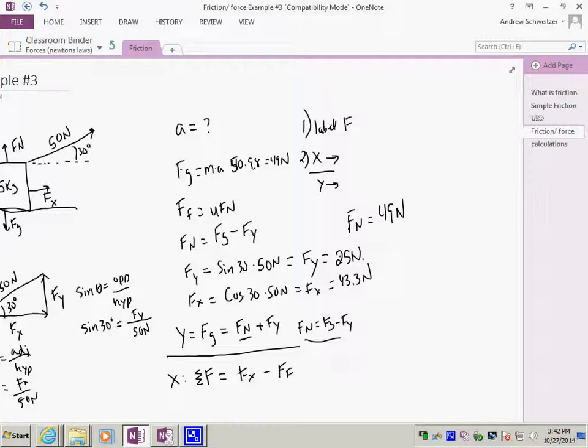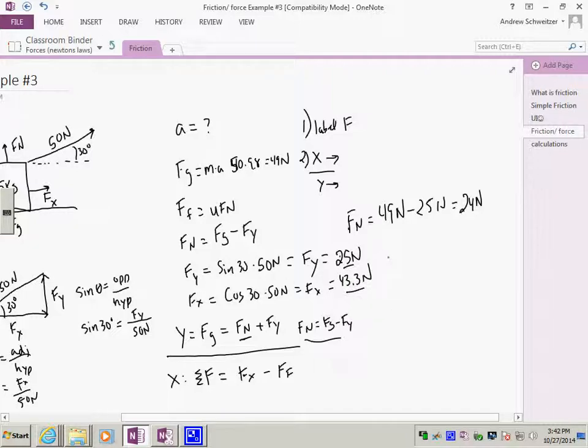So in this case, my normal force is the force of gravity minus the force of y. Force of y is 25, so minus 25 newtons. And this will give me 24 newtons. 24 newtons is my force normal. And then I have this guy here waiting. What else do we have?